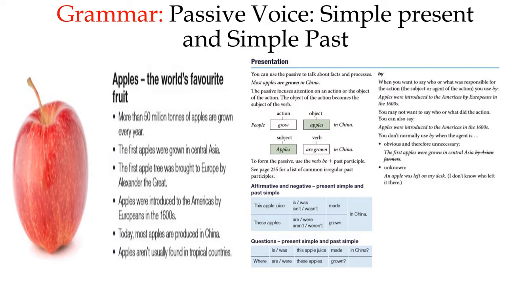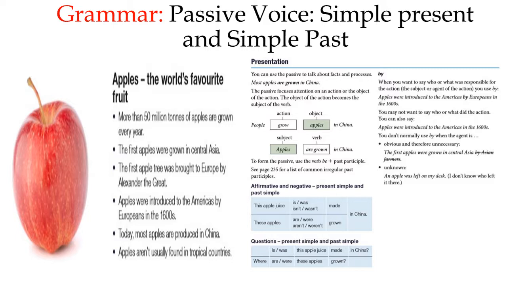Another example is Christina sings a song. So this is the active, and the passive is a song is sung by Christina. So when we transfer, as I said, the sentence from the active into the passive, we put the focus on the object. Okay, let's look at the example we have on the left about apples.